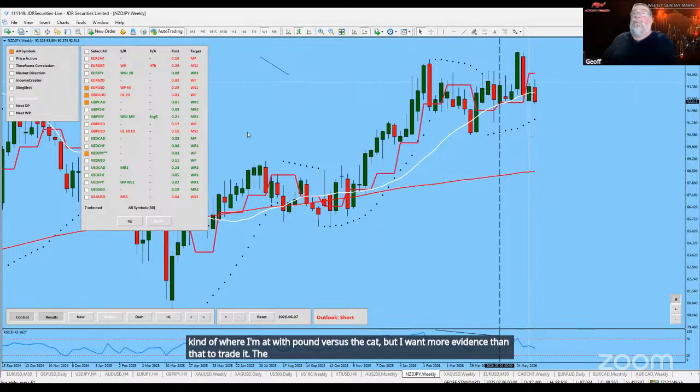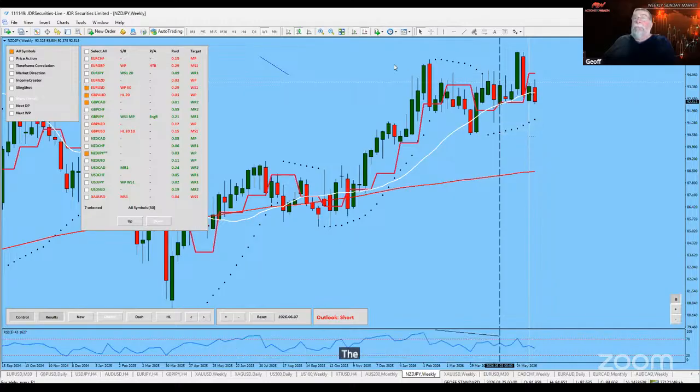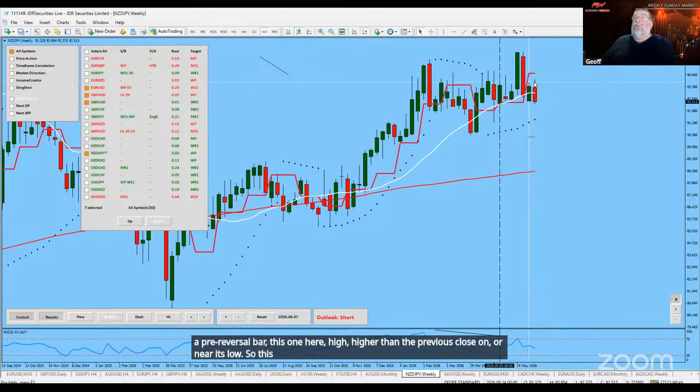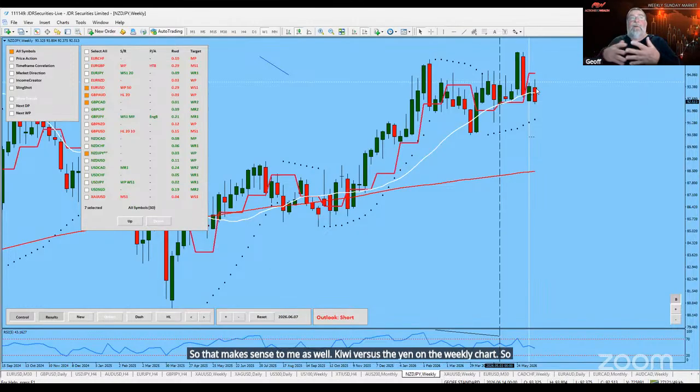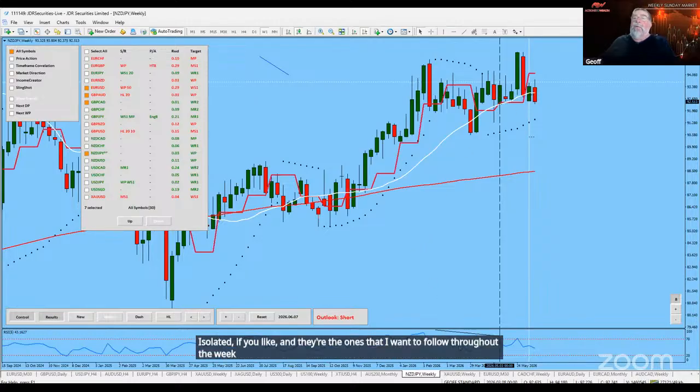The other one on my watch list is Kiwi versus the yen. The reason for that is I've got a double top here. I'll call that an engulfing bar, and I'll call that a P reversal bar, this one here, higher than the previous close on or near its low. So this looks set. And of course, you've got a break and retest of that moving average again. So that makes sense to me as well. Kiwi versus the yen on the weekly chart. So they're the biases that I've isolated, if you like, and they're the ones that I want to follow throughout the week. But now I want to take you to an area.